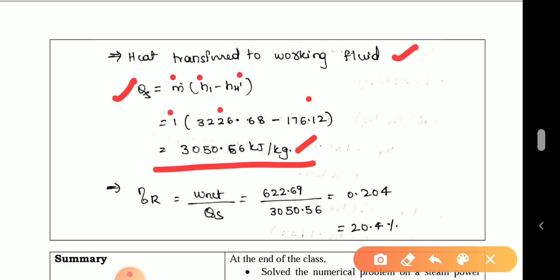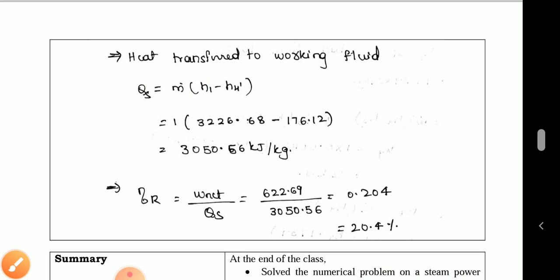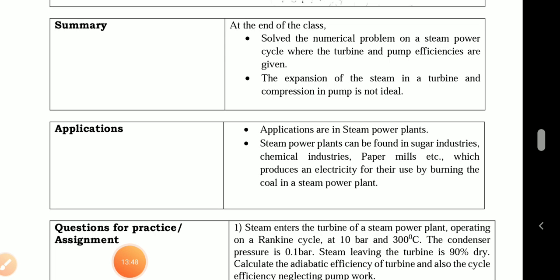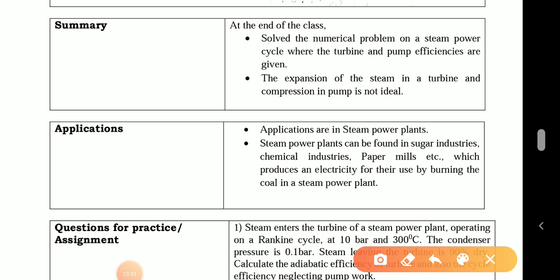Now you can calculate the Rankine efficiency, which is equal to W net divided by heat supplied. W net is calculated, and the heat supplied is also calculated. So the efficiency is 0.204, that is 20.4%.